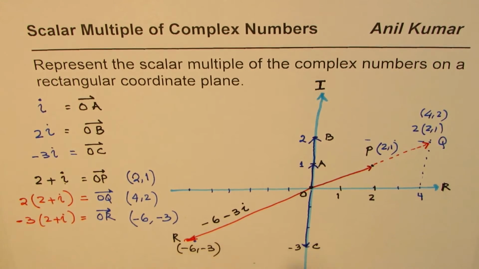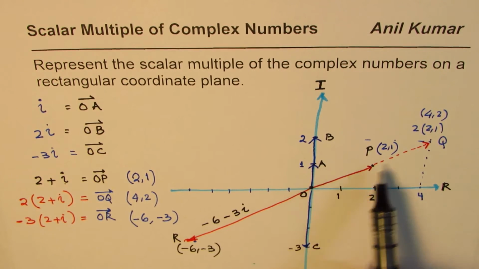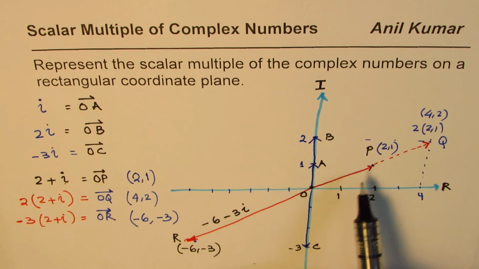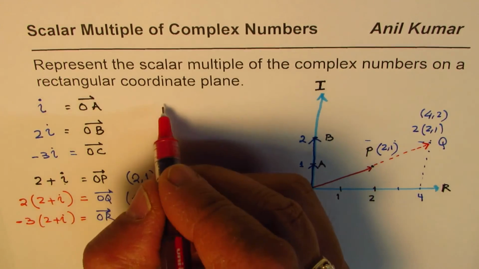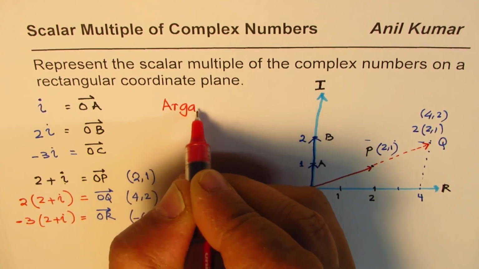That is OR. So scalar multiples are basically, if you have a complex number, we extend along the same line, and the magnitude doubles or triples according to the scalar. That is how you can represent a scalar multiple on a plane where one of the axes is real numbers and the other is imaginary numbers. These diagrams which I am drawing here are also called Argand diagrams.